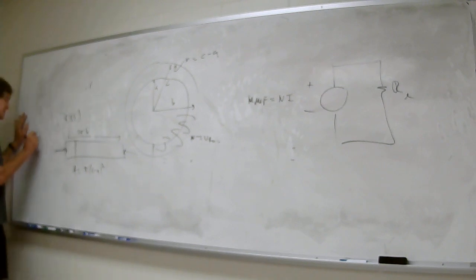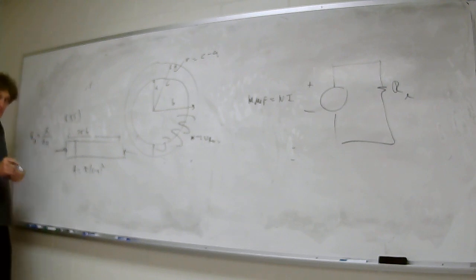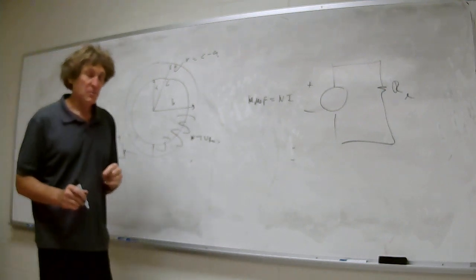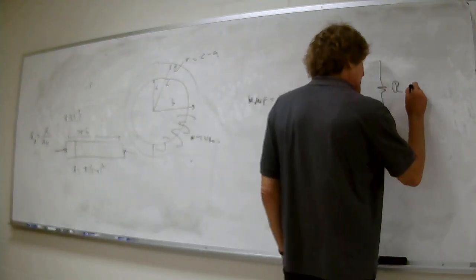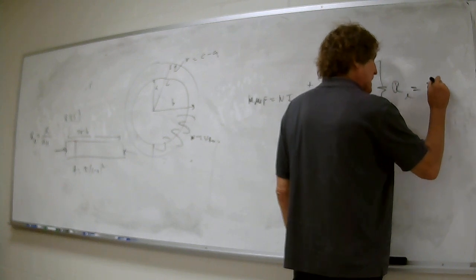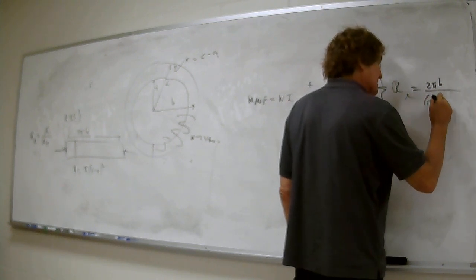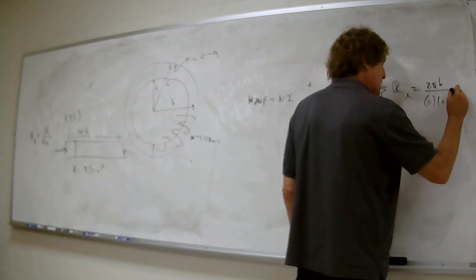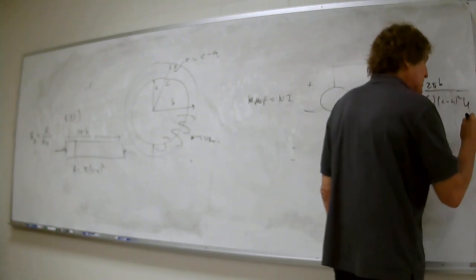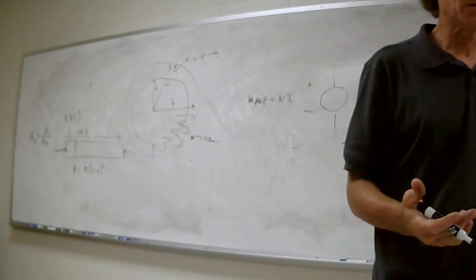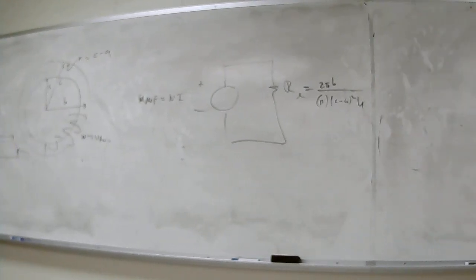Reluctance is just like resistance. It's proportional to length, inversely proportional to area, and inversely proportional to mu. Just like a resistance, right? So here, I say this equivalent reluctance is the length, which is 2 pi b, divided by the area, which is pi times c minus a squared, and it's divided by mu. Now, I don't care what mu is. It can be mu relative times mu naught, or mu naught if mu relative is 1. It doesn't matter. Do you all follow me?